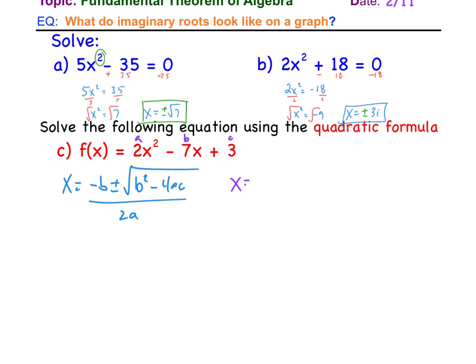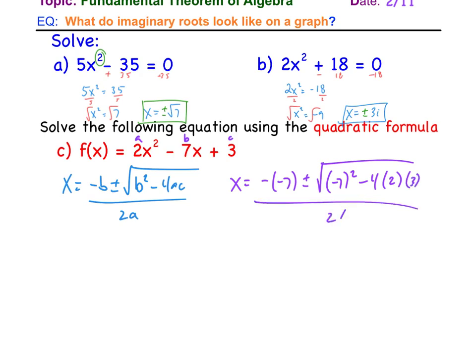So x equals, don't forget to write the x equals, negative b, with b being negative 7, plus or minus, so make sure you have negative negative 7, plus or minus the square root of negative 7 squared minus 4 times 2 times 3, which is c, all over 2 times 3. Not 2 times 3, 2 times 2. Wait. Like I said, I'm tired.